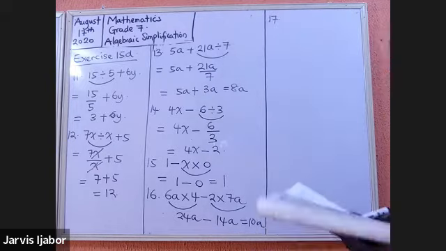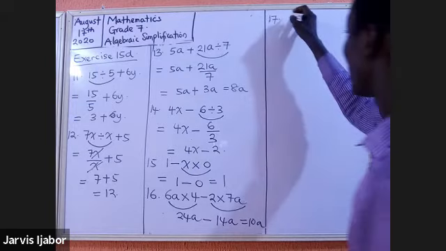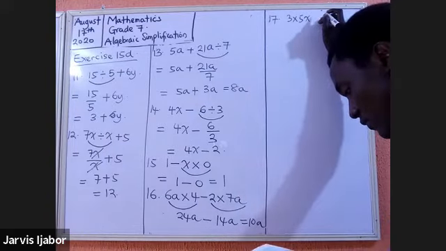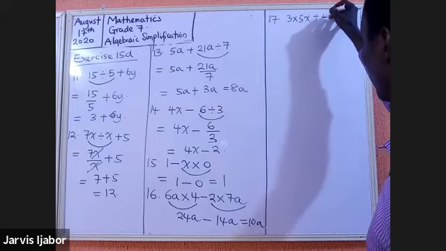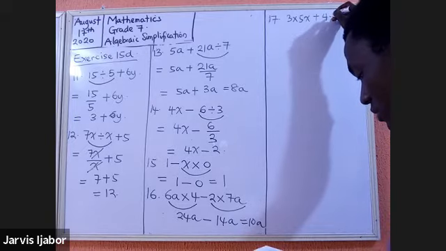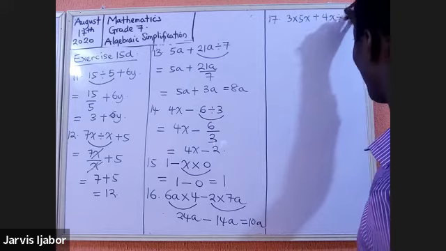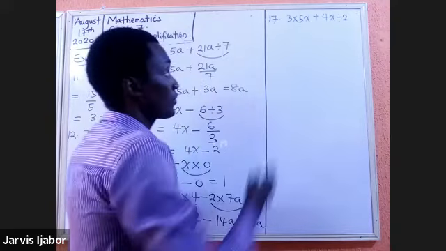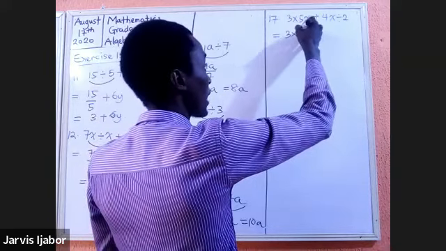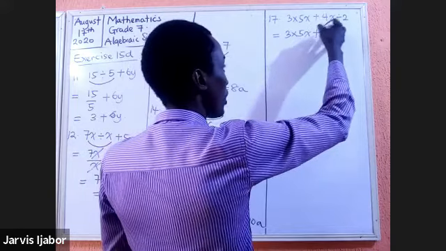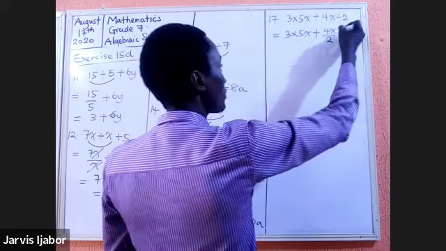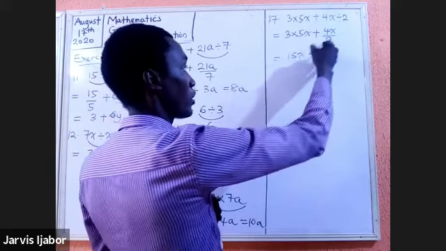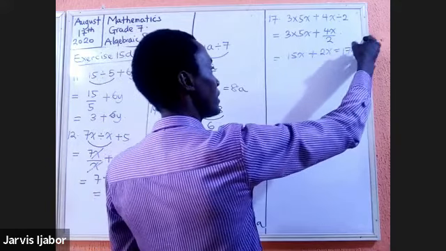Number 17. 3 times 5x plus 4x divided by 2. So how do you do something like this? Now, you will treat the division first. So this will be equal to 3 times 5x plus 4x over 2. Now, at this point, you can get your answer. This will be what? 15x plus what? 2x, which will give me 17x as my final answer.